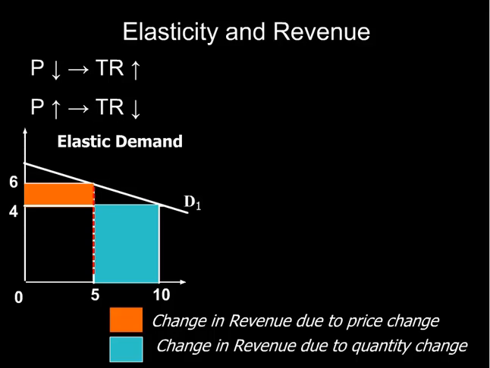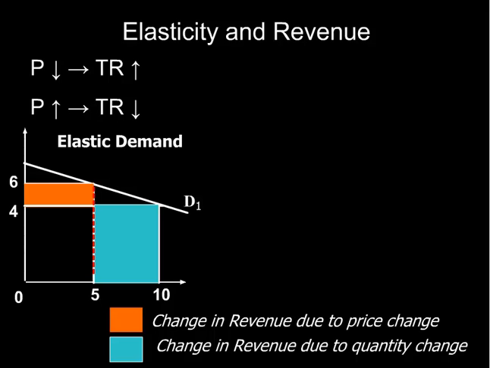And that's what we have here in this particular graph. You can see we've got an elastic demand curve, D1, and at a price of 6 and a quantity of 5, the revenue is £30. £6 times 5 units is £30. And as the price falls to £4, then the quantity demanded is 10. That means that the total revenue is £4 times 10 units demanded. That's £40. So in this particular instance, as the price falls, the total revenue goes up from £30 to £40.